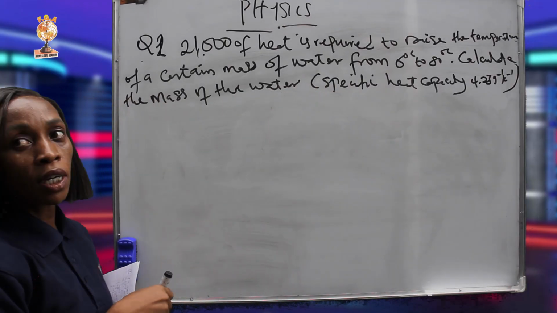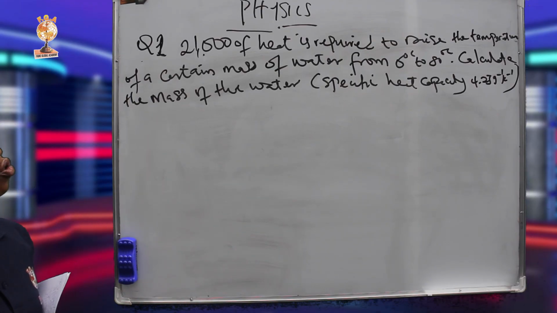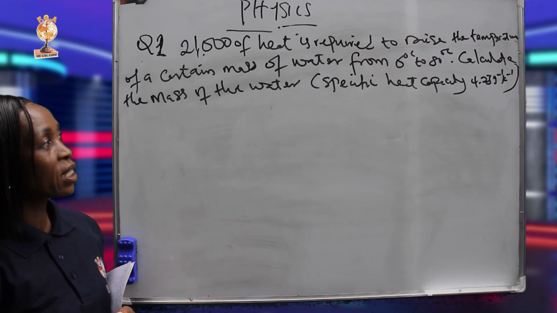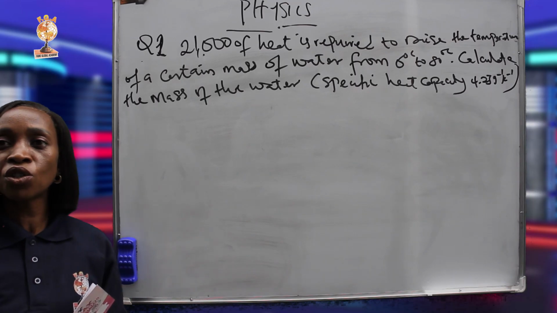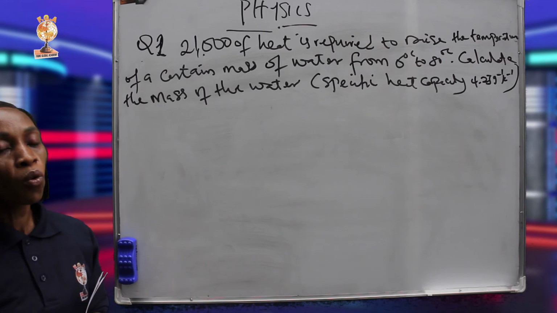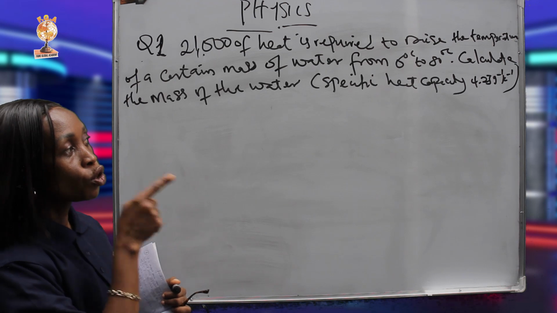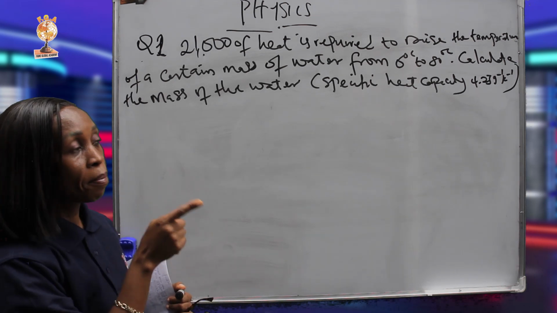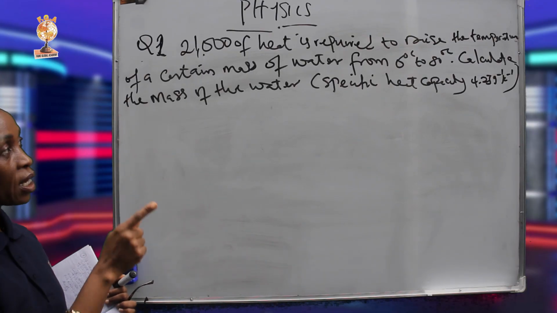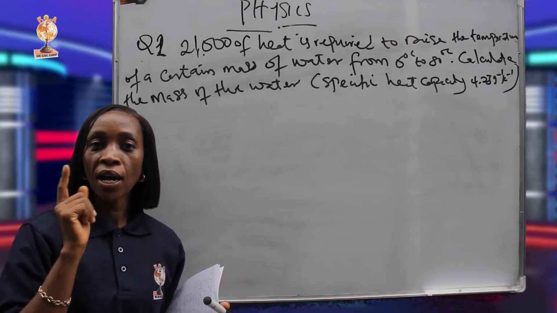Okay, I read the question again. Question 2 now says 21,000 of heat is required to raise the temperature of a certain mass of water from 0 degrees Celsius to 80 degrees Celsius. Calculate the mass of the water. In bracket, the specific heat capacity of water is 4.2 joules per gram per Kelvin. That is now the specific heat capacity of the water.